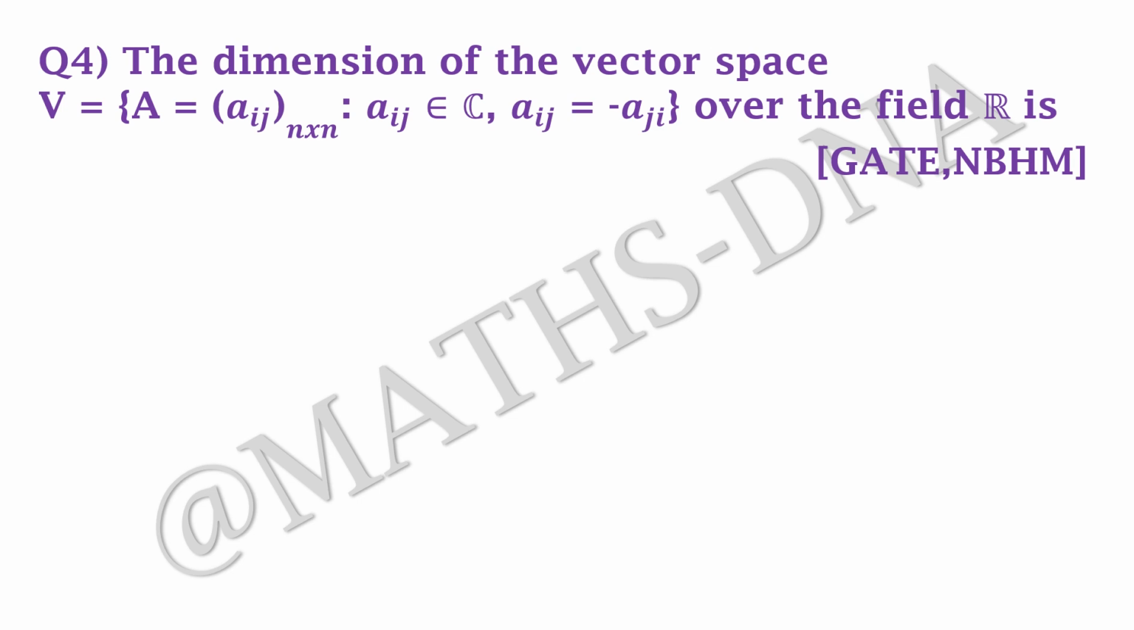The dimension of vector space V equals Aij of n cross n order, where Aij belongs to C, the set of complex numbers, and Aij is equal to minus Aji, over the field R, is. This question was asked in GATE and NBHM examination. The options are A n square, B n square minus n by 2, C n square minus 1 and D 2n square. You can pause the video over here and try it by yourself once. Now let us solve it.